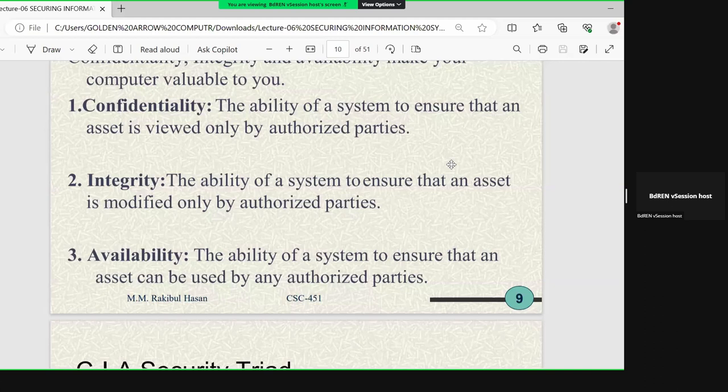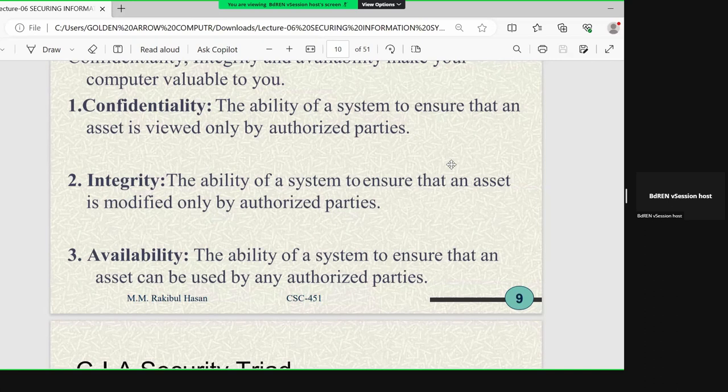Or you're sending a secret message to another person. In between you and that person, if a middleman sees that message, then your message is going to lose its confidentiality. That means confidentiality means only the authorized parties can view. Here, view is what is important. Then the next one is integrity. Integrity means only the authorized parties can modify.